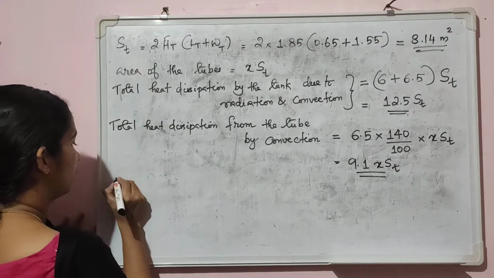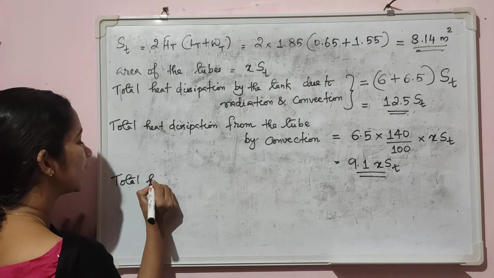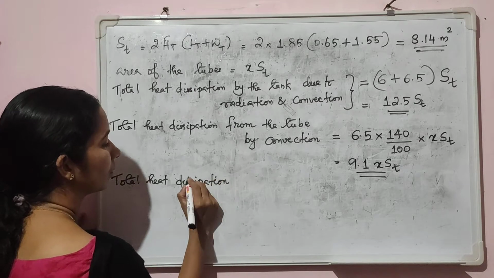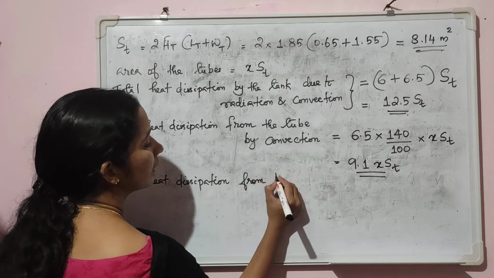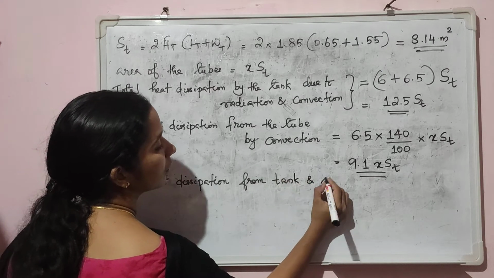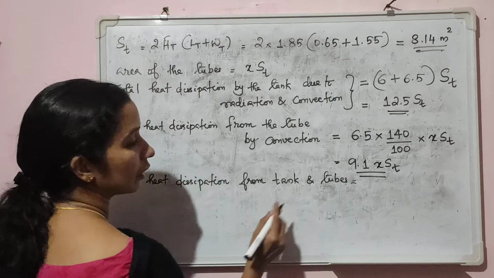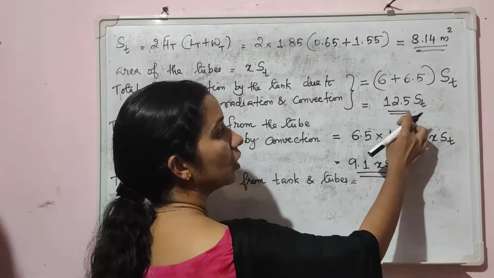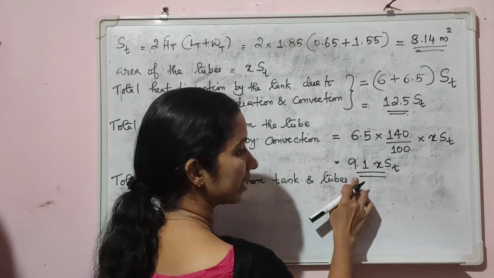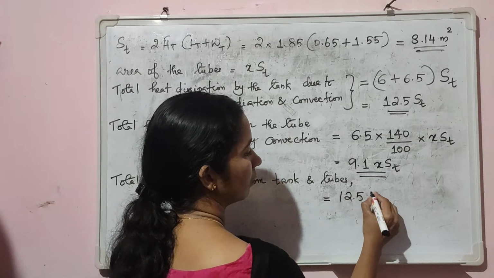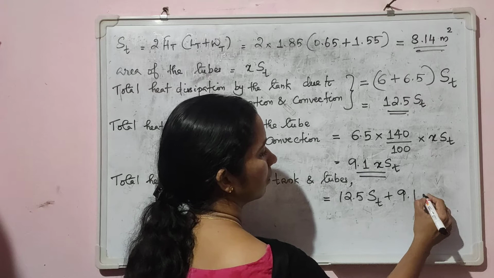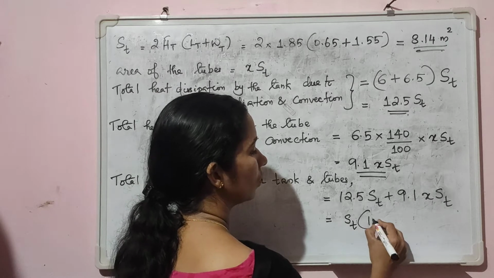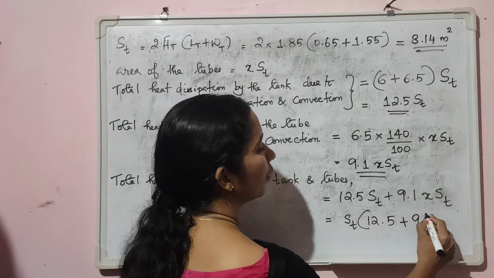Okay. So now, total heat dissipation from tank and tubes, the total heat dissipation from the tank and the tubes together, will be equal to 12.5 St plus 9.1 xSt, which is St into 12.5 plus 9.1 x.